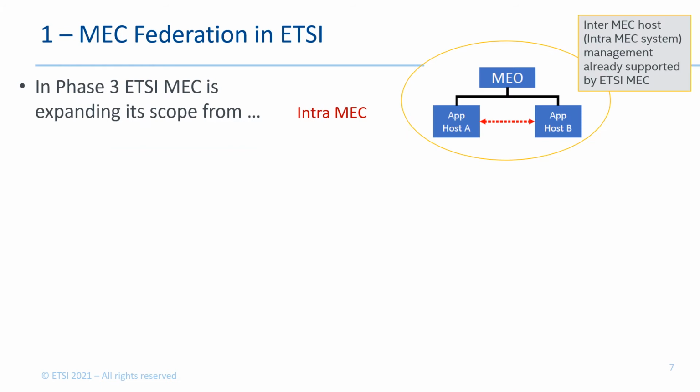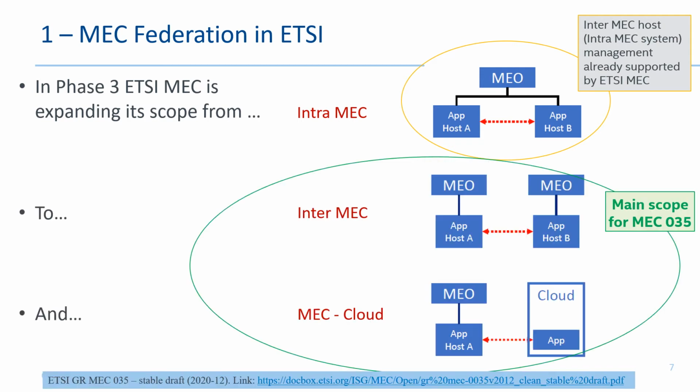ETSI-MEC in phase 3 is expanding its scope from intra-MEC, where the communication is internal to a MEC system, to Inter-MEC and MEC to cloud, where also multiple MEC systems can communicate with each other and with other cloud systems. This new scope is being studied in the MEC 035 report, and now ETSI-MEC is starting some normative work in that area, which is critical for a world ecosystem.